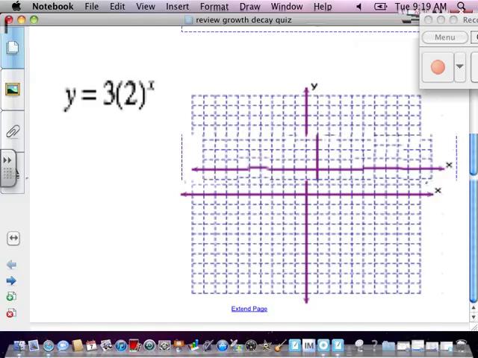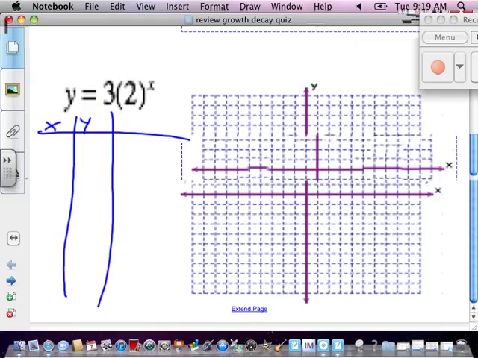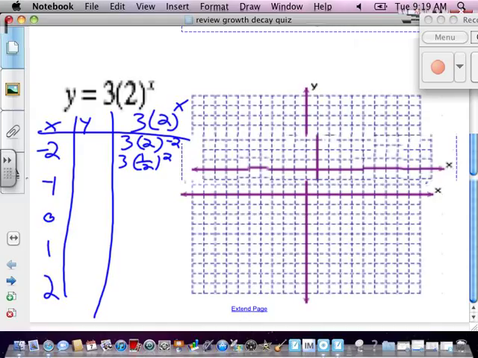All right. So again, ladies and gentlemen, you have to have a table. Now you could have set up, instead of a 2-place table, a 3-place table, so you can show your work and you know where it is. Plug in -2, -1, 0, 1, and 2. So you go 3 times 2 to the -2, which we know is 3 times 1/2 squared, which I know is 3 times 1/4, or 3/4.